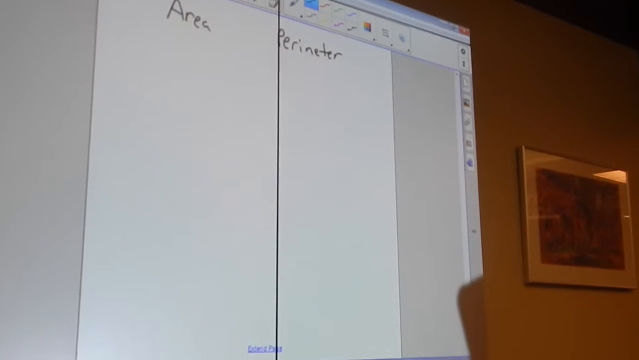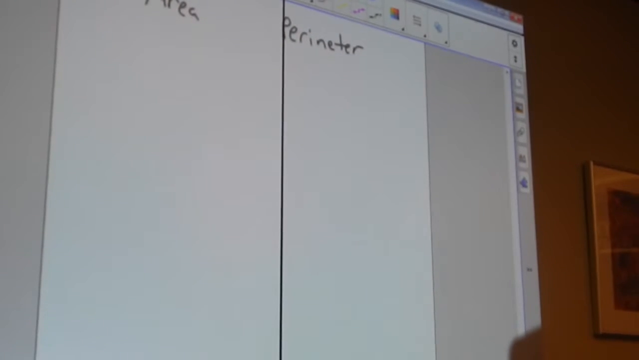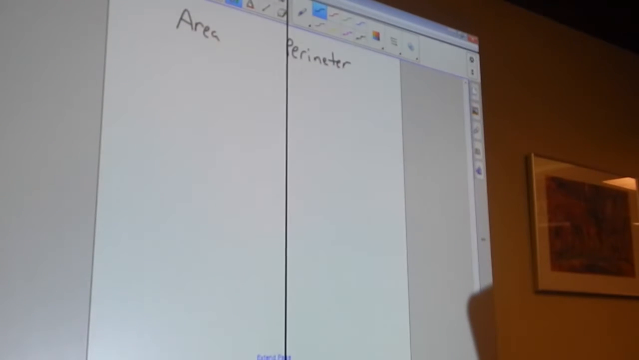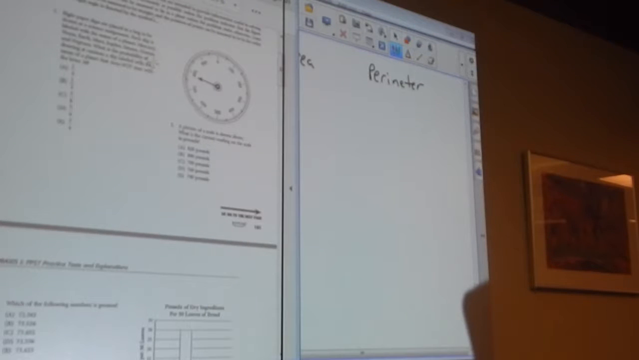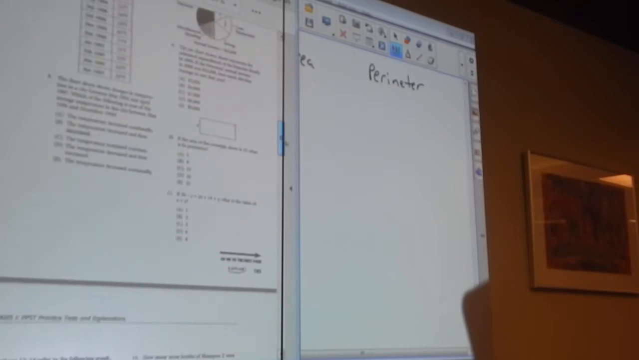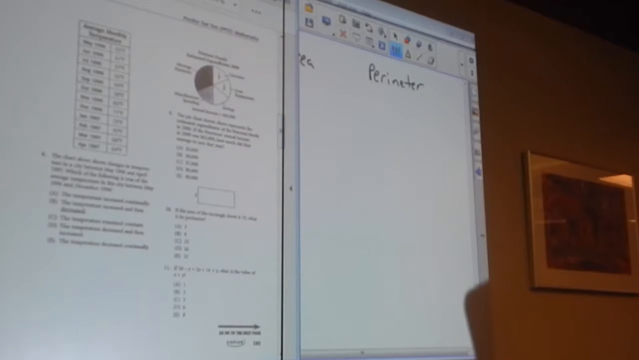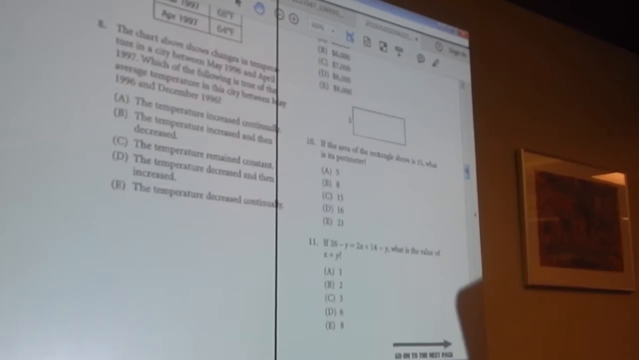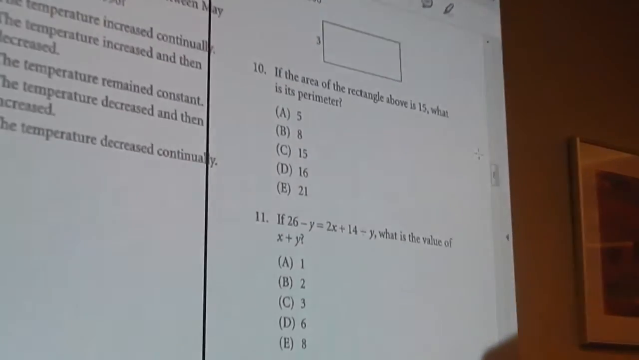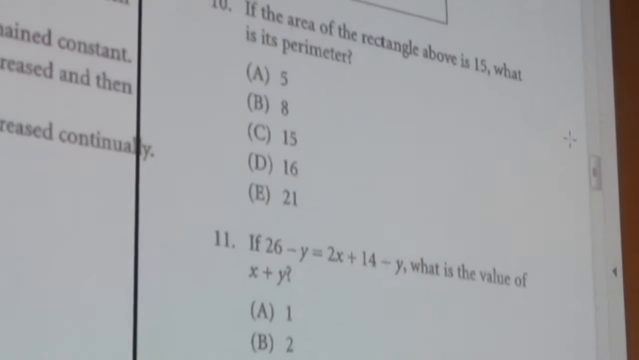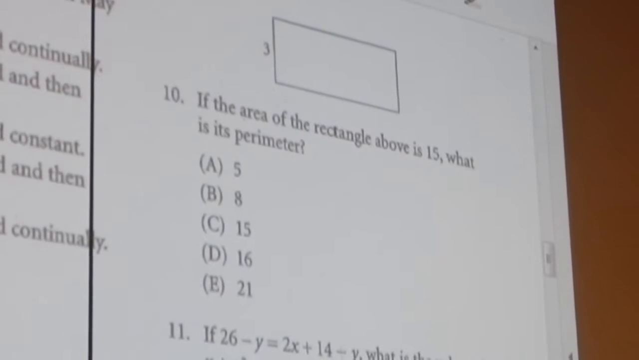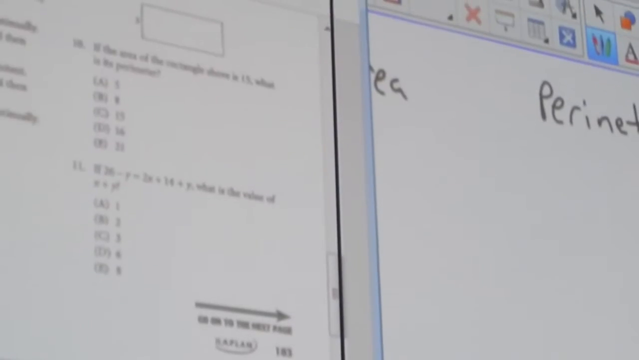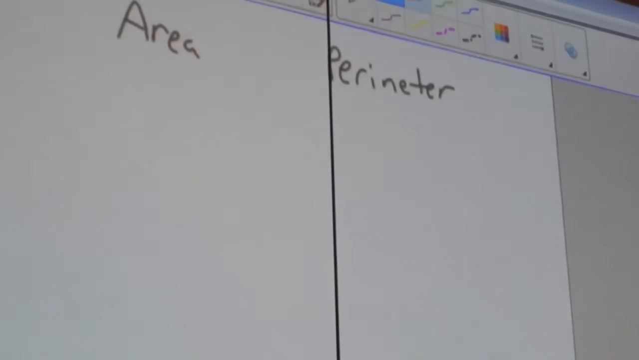I want to take a look at number 10. If the area of the rectangle above is 15, what is its perimeter? That's what we're going to talk about, because I find this is a common problem a lot of times, converting from one to another.